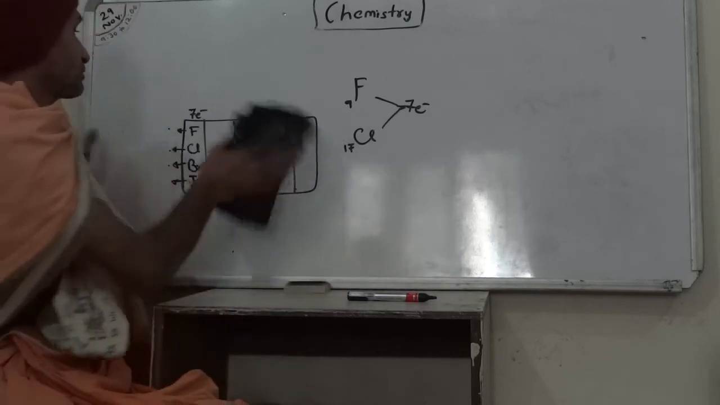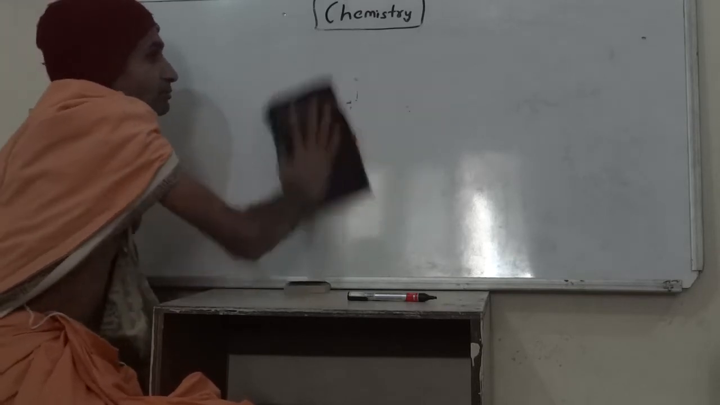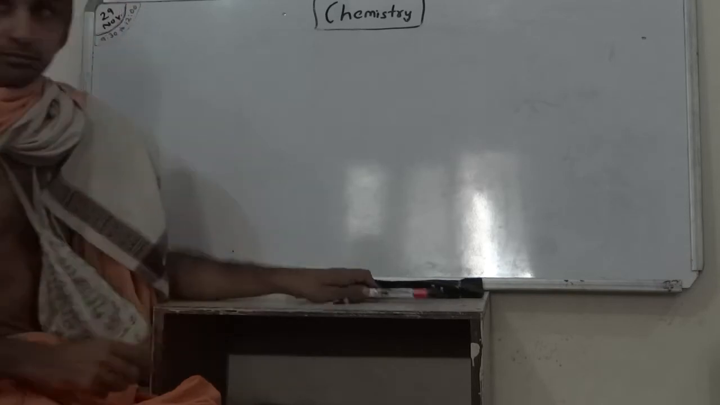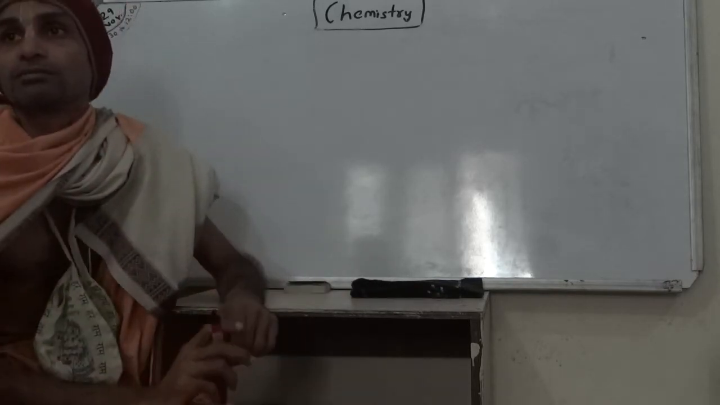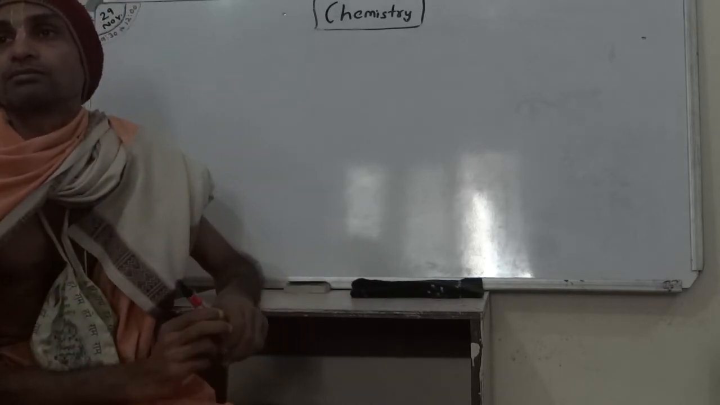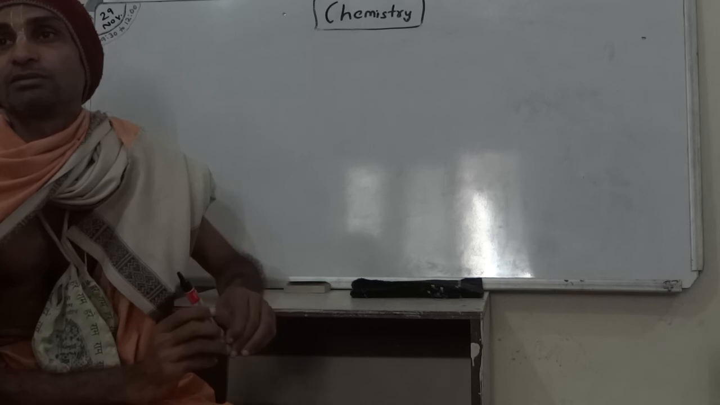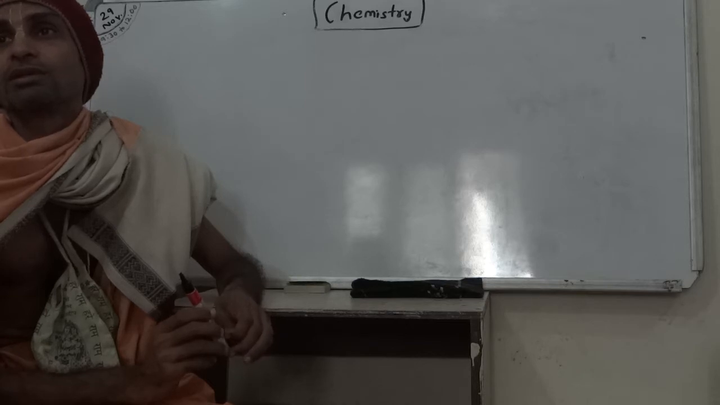Kshama, if there is one atom which has 6 electrons in its outside orbit, it will take 2 electrons from another. And if there is another atom with 7 in the outside orbit, then what will happen? 7.